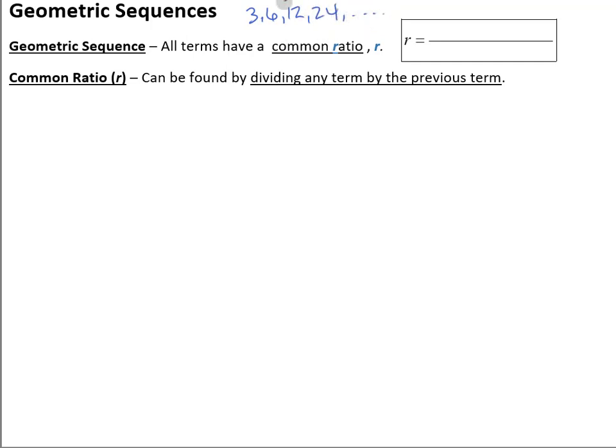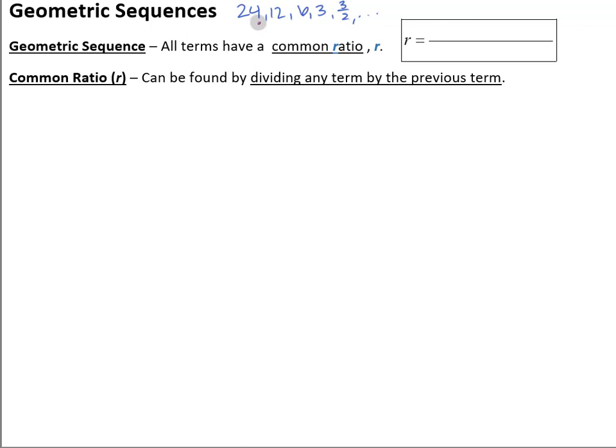This would be an example of a geometric sequence. We could say we are multiplying by 2 every time we go up in value. Now, sometimes a geometric sequence will look like division. For instance, if you saw a similar list backwards, 24, 12, 6, 3, etc., here it looks like we're dividing by 2.